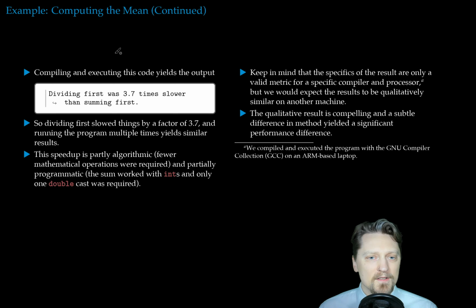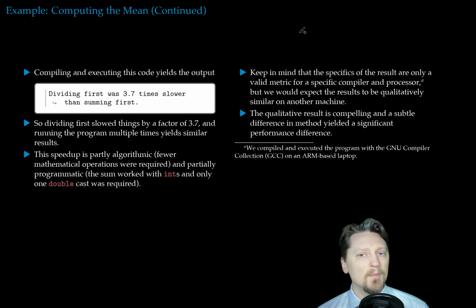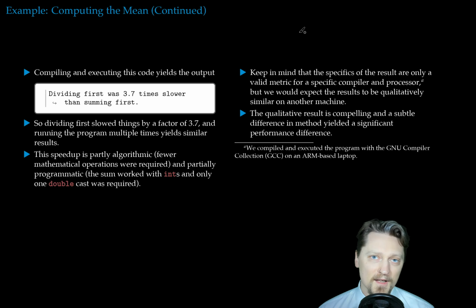So dividing first slowed things down by a factor of 3.7, and running the program multiple times yielded similar results. This speedup is partly algorithmic, fewer mathematical operations were required, and partially programmatic. The sum worked with ints and only one double cast was required. Keep in mind that the specifics of the result are only a valid metric for a specific compiler and processor. But we would expect the results to be qualitatively similar on another machine. The qualitative result is compelling, and a subtle difference in method yielded a significant performance difference.